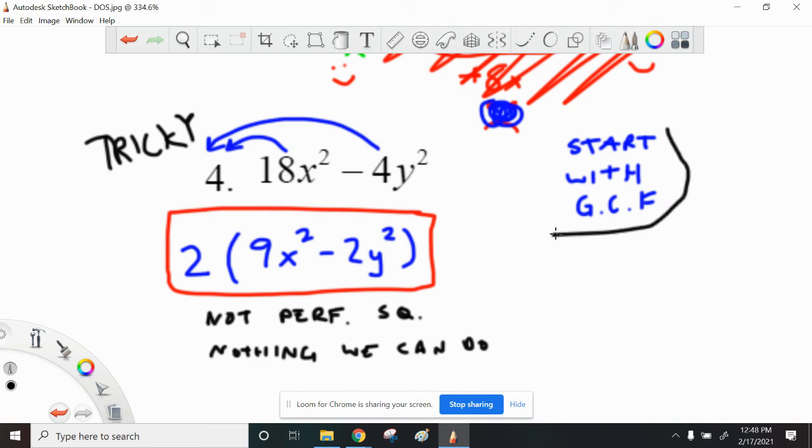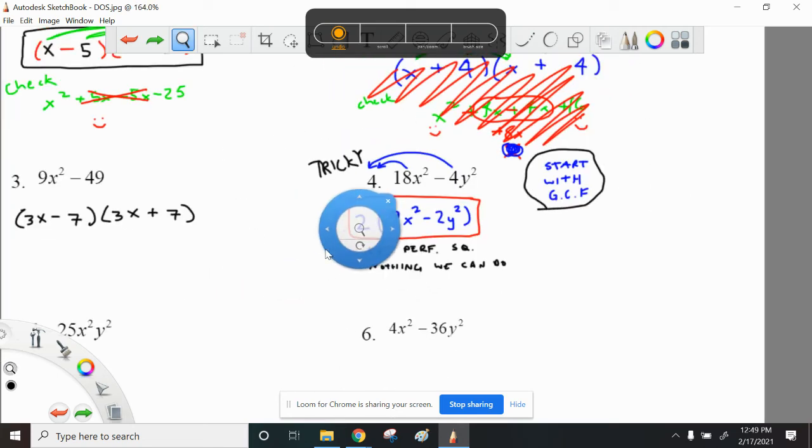What's really important, though, is that we try GCF, okay? You're going to get to a question where you can't do difference of squares, but if you start with GCF, you'll be able to do difference of squares second. And so you always need to try this before you give up. Before you give up, it's time to do that.